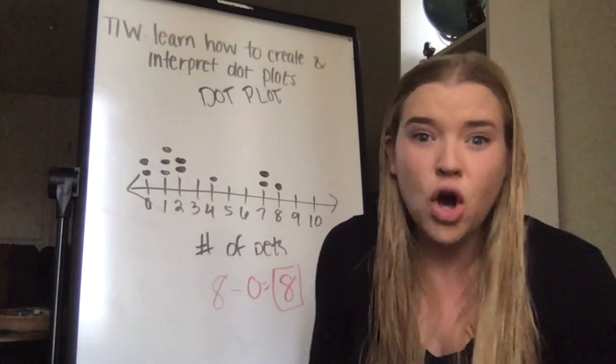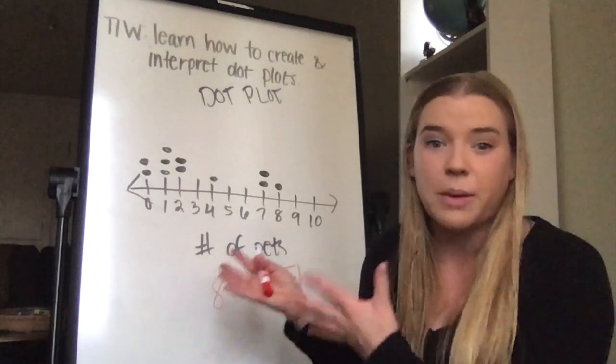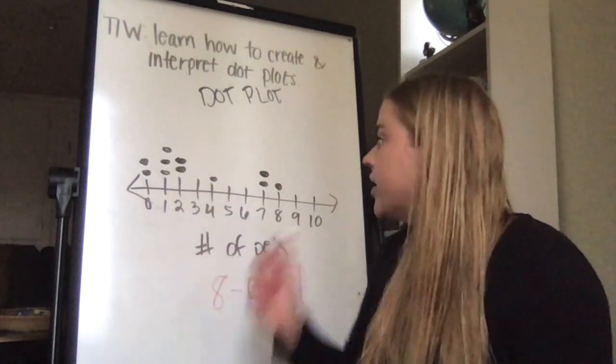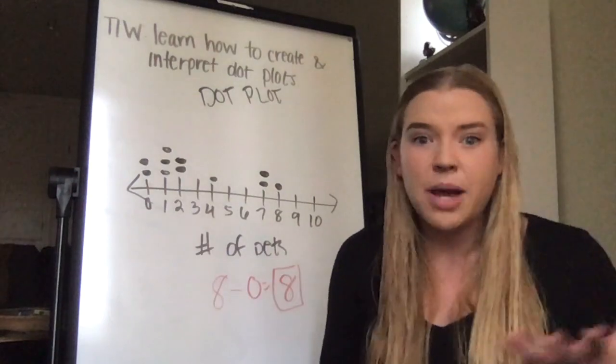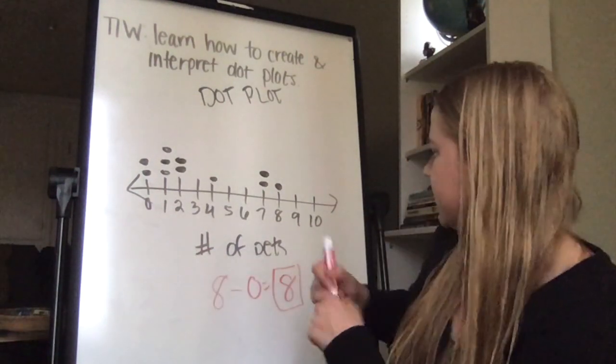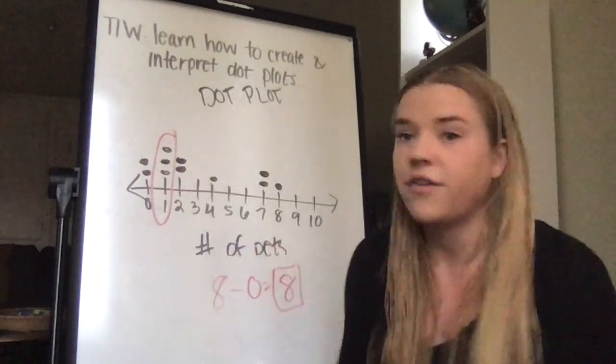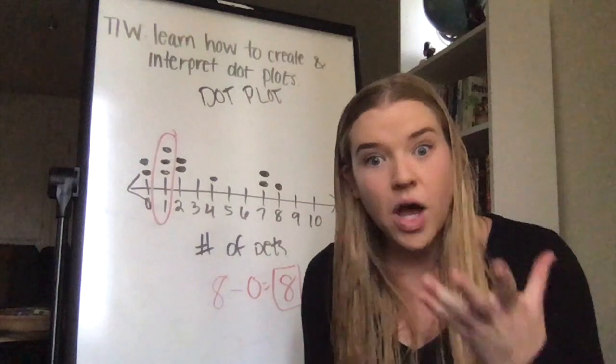I can also find mode pretty easily. This is actually one of the easiest ways to look for mode because it's such a visual representation of our data. If I'm looking at this, which column or which number has the most dots on it? Well, 1 has 3 dots. The next highest is 2. So our mode of this data set would be 1.